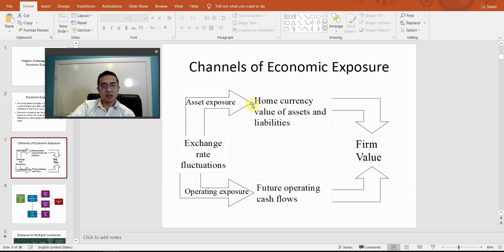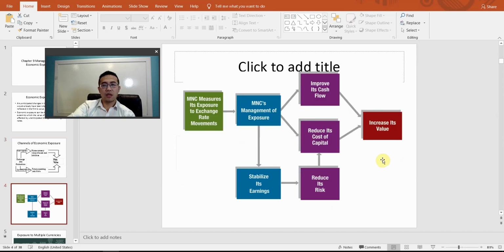So this asset exposure basically comes from the home currency value of assets and liabilities. And once again, this number comes from the financial statements. In this chapter, these numbers, as well as the operating cash flows, are denominated in foreign currency. Definitely, you don't want the exchange rate to fluctuate too much in an unfavorable way, because that's going to hurt the firm's value, and I'm talking about the firm's market value. It's determined by several things.